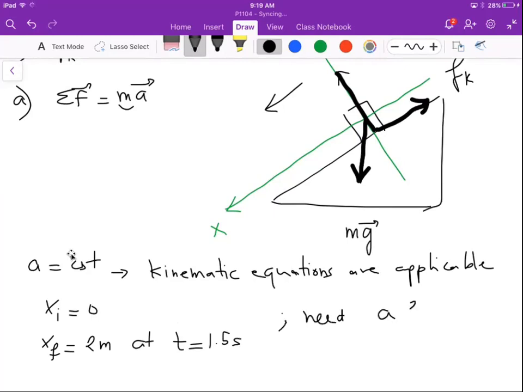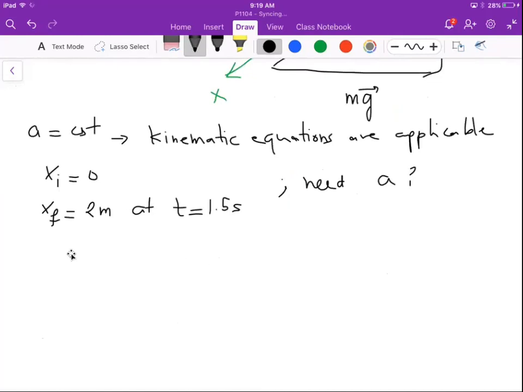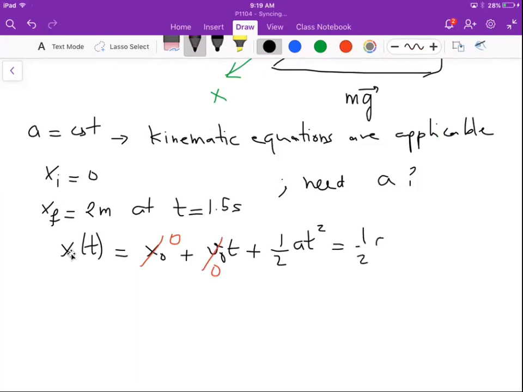Need to determine a. So what equation do we need? We need an equation that includes x, a, and the time. So the best option would be x as a function of time, which is given by x0 plus v0 t plus half a t squared. We assume that the block starts sliding when it was at the origin, so x0 is equal to 0. It didn't say in the given that the block had some initial velocity, so v0 is also equal to 0. And so we are left with only half a t squared.